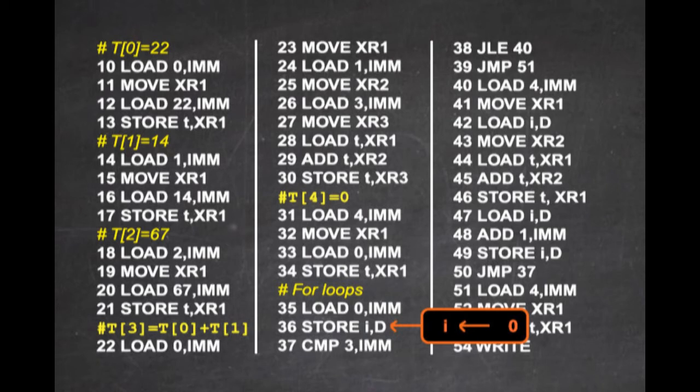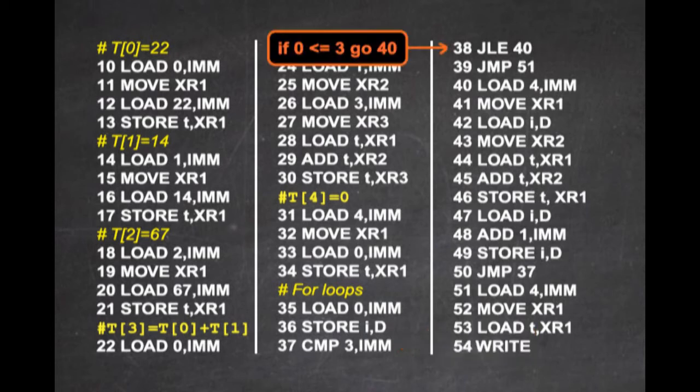Accumulator is loaded by 0. The loop variable named I is instantiated to 0. Accumulator content 0 is compared to the constant value 3. Since 0 is less or equal to 3, the next operation to be run is located at 40th memory address.